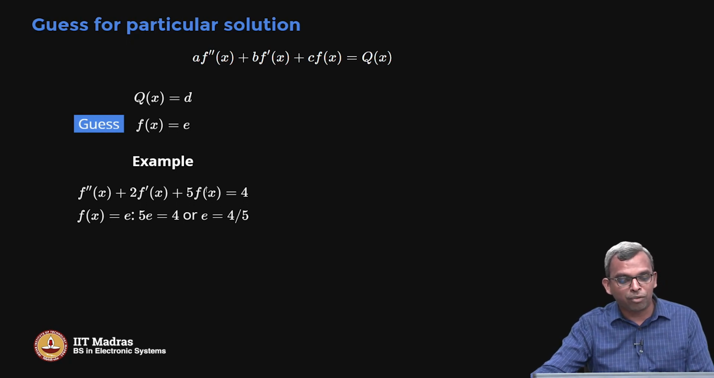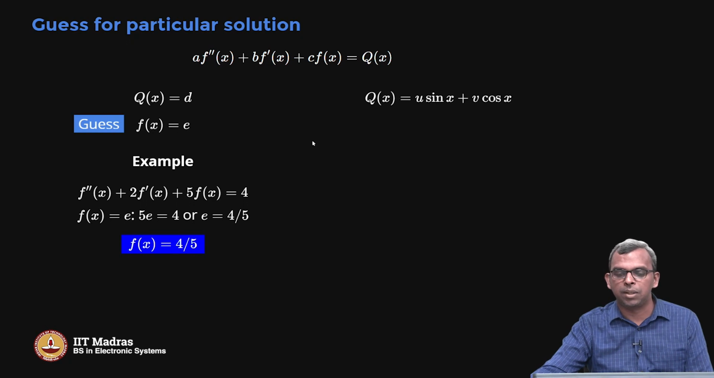So if I put 4 by 5 for the function f, I have a solution for this equation, right? So a particular solution seems easy to find for a particular q of x. Okay, so here is another. f of x equals 4 by 5 is a particular solution. Very easy solution. You can check that 4 by 5 will be a solution here. Likewise, generally you can do this: if q of x is d, you can guess f of x to be d by c. So d by c will be the solution for the general case, right? So it's easy to see.